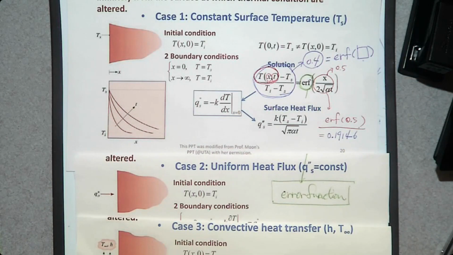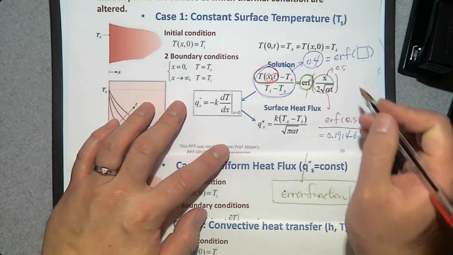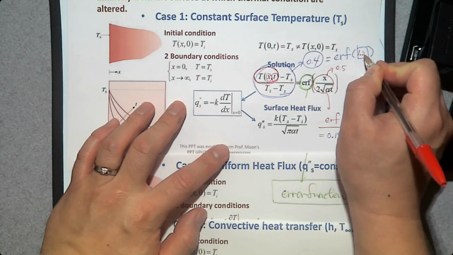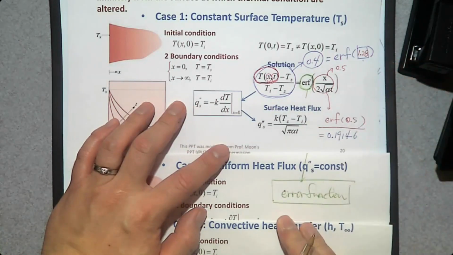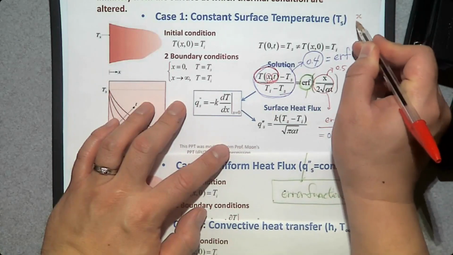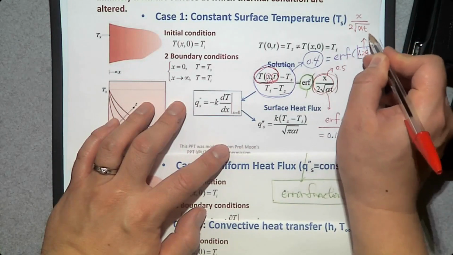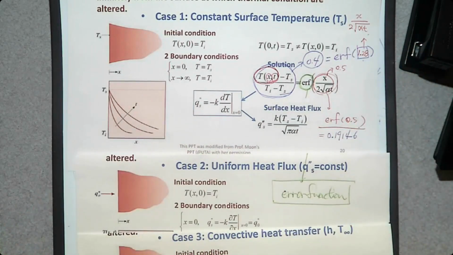Then you go back and say whatever inside is going to be 1.28. Then this 1.28 is x over 2 times square root of alpha t. So if you know x, you can determine t. If you know t, you can determine x. Okay?